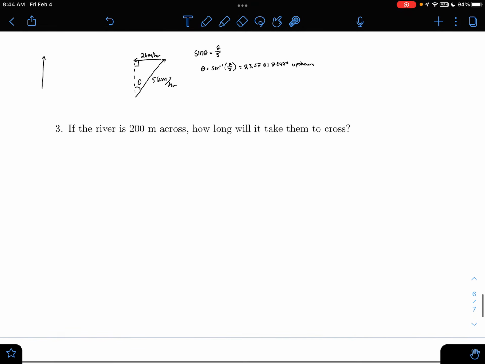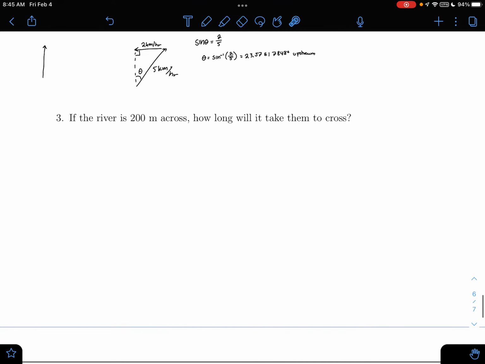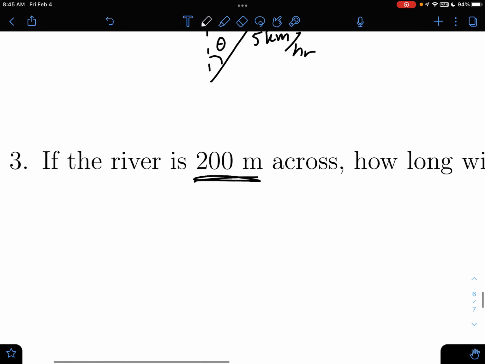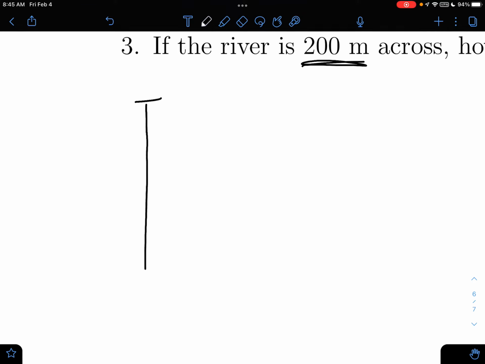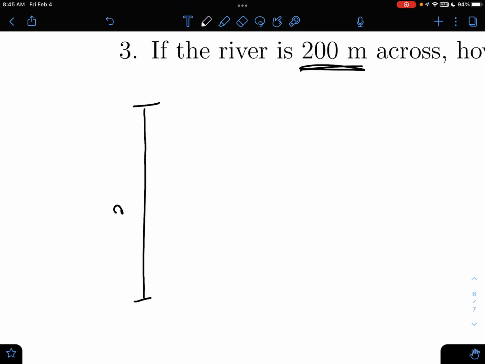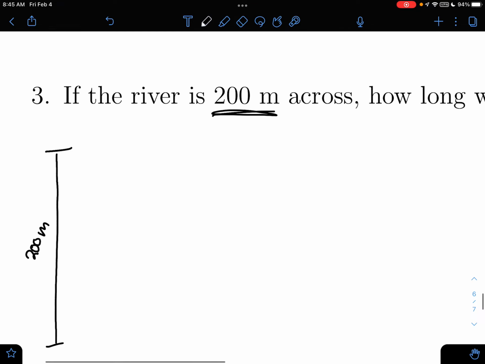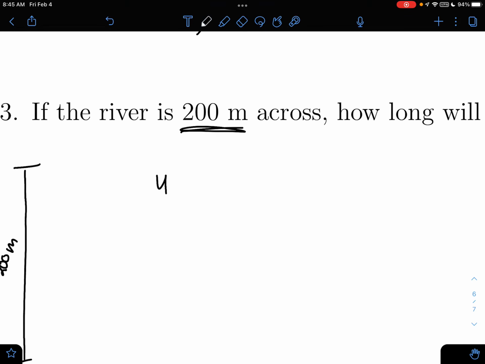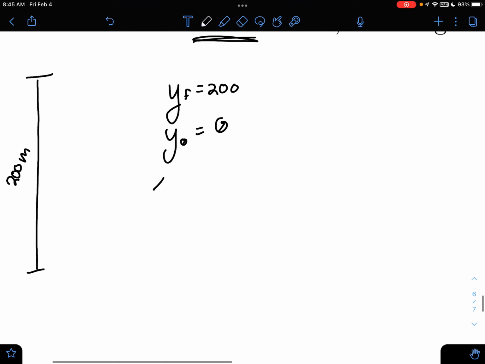All right, if the river is 200 meters across, how long will it take to cross? So, we have a distance. We know that from one side to the other, 200 meters. That's going to be our delta y, our final position. We say our y final is 200 and our y initial is going to be 0, because I'm just going to say that's our 0. So our delta y is just 200, just to simplify things.